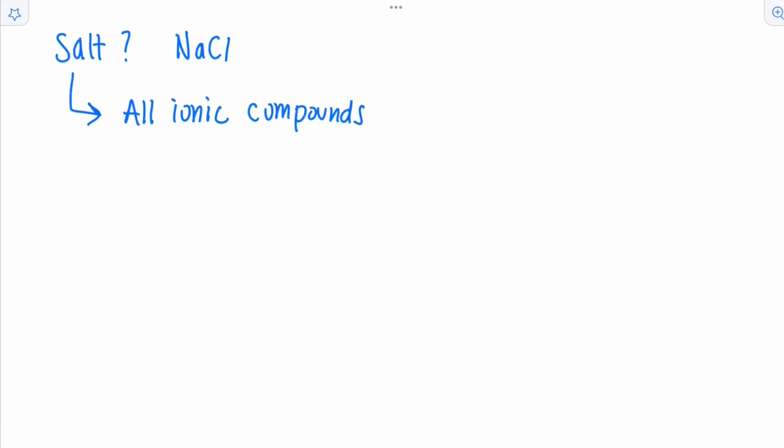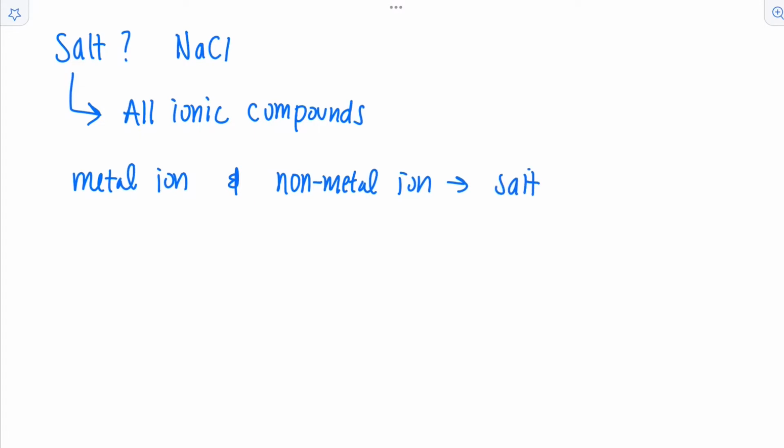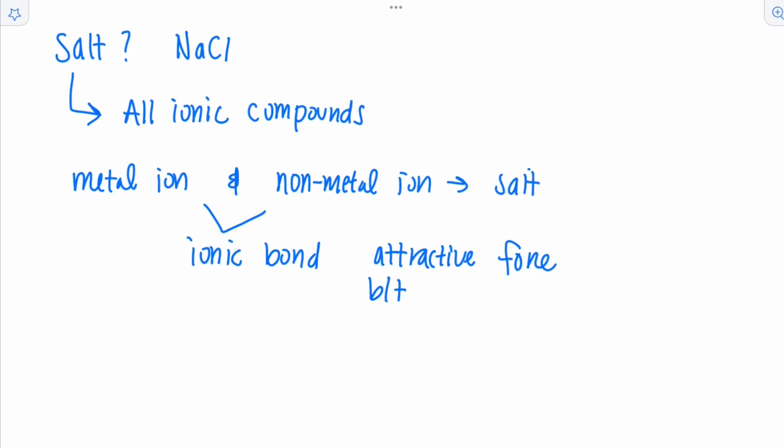In reality, salt in chemistry refers to all ionically bonded compounds. Any combination of a metal ion and a nonmetal ion is a salt. And these form what is called an ionic bond. An ionic bond forms because there is an attractive force between the oppositely charged ions. When you put two oppositely charged ions together, they will be attracted to each other and they will form an ionic bond, and it's quite a strong bond.